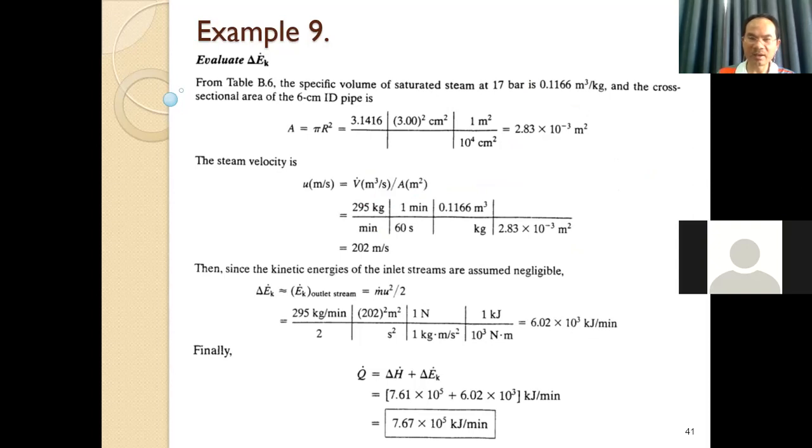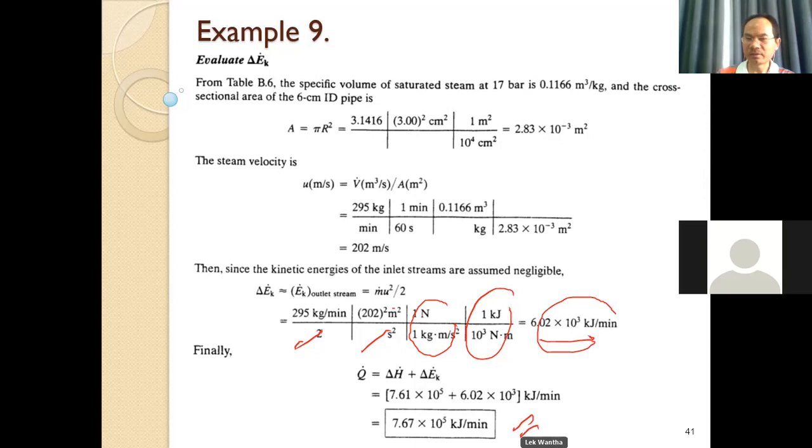Delta EK of the outlet is approximately m times u squared divided by 2. For the inlet, it's approximately 0. So delta EK, outlet minus inlet, is approximately the outlet value. Mass flow rate, velocity, and then the unit conversion. Okay, now you know delta EK and you know delta H, so you can calculate Q.